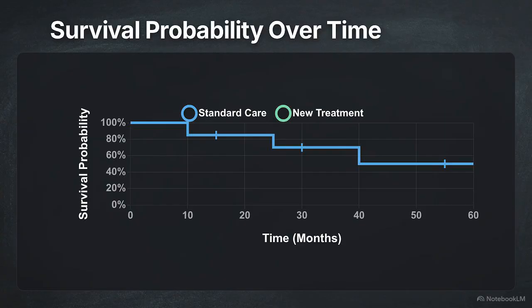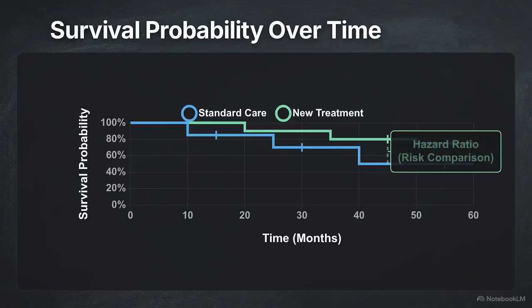Every time a patient experiences the complication, survival probability drops, creating a downward step. When a patient is censored, they're marked on the curve with a small vertical tick, while survival probability remains flat. The denominator of patients at risk shrinks for subsequent calculations. To adjust these survival curves for multiple covariates, like comparing treatments while adjusting for age, we use the Cox proportional hazards model. This produces a hazard ratio.